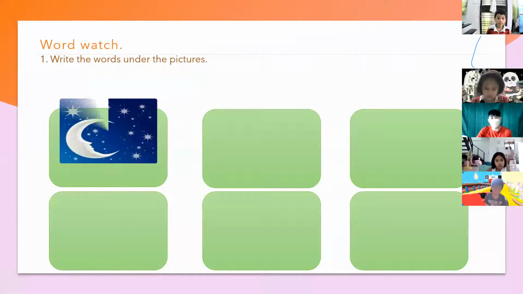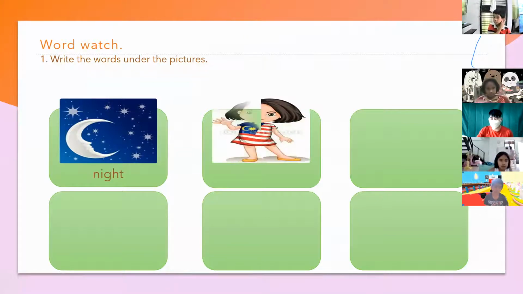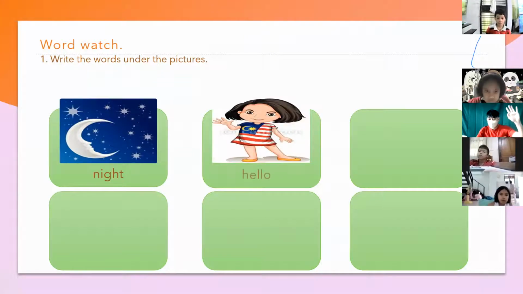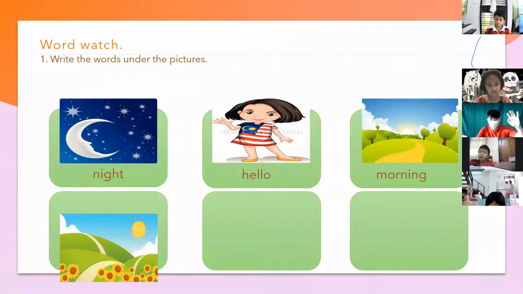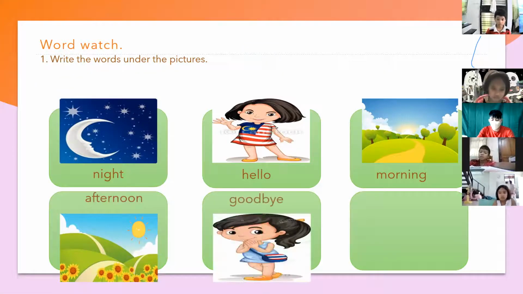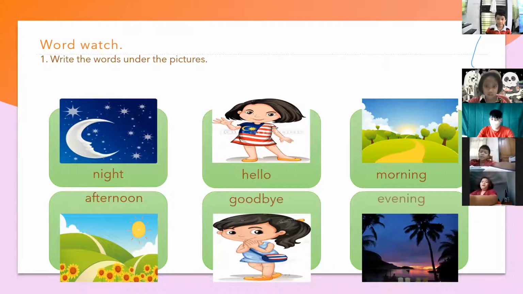Again, what is this? Night. Okay, how about this one? Hello. How about this one? Morning. And then this one? Afternoon. And then this one? Goodbye. Bye. Evening. Okay, what is that? We have night, hello, morning, afternoon, goodbye, and evening.